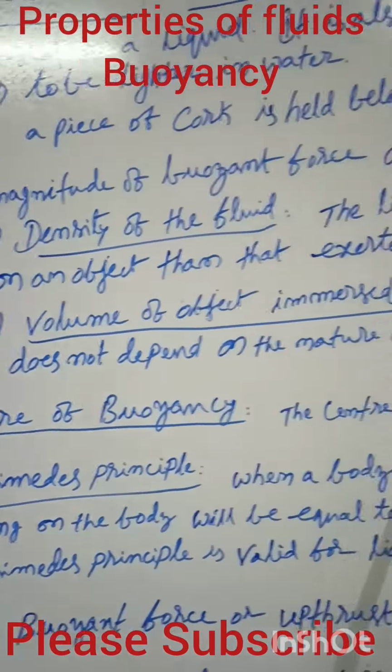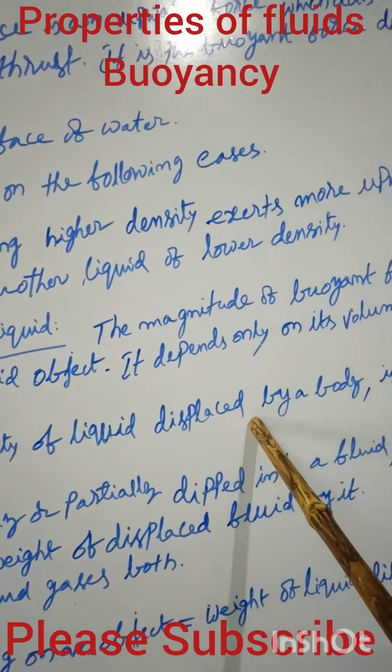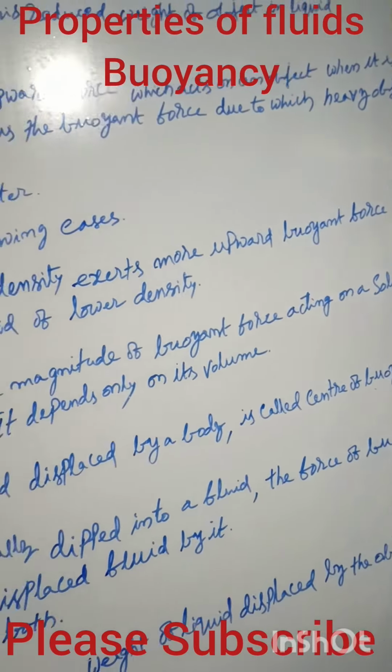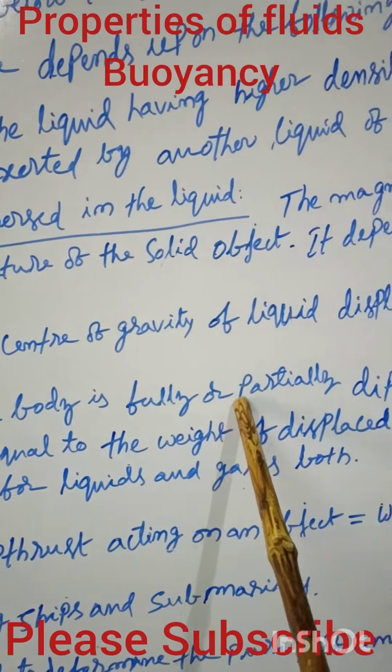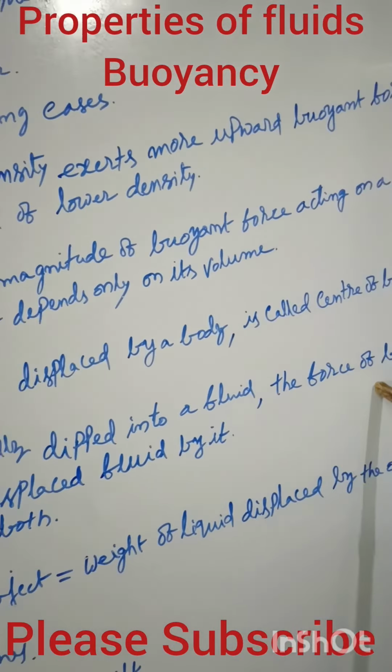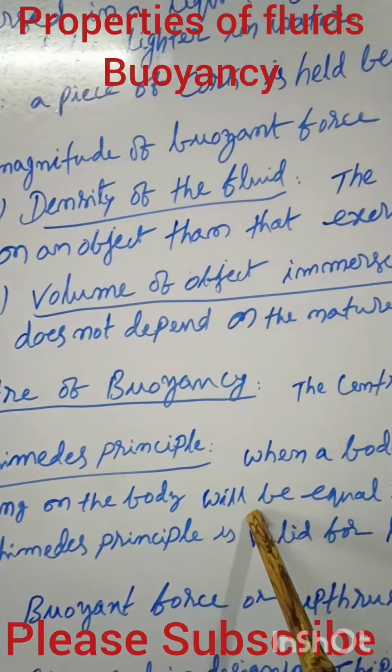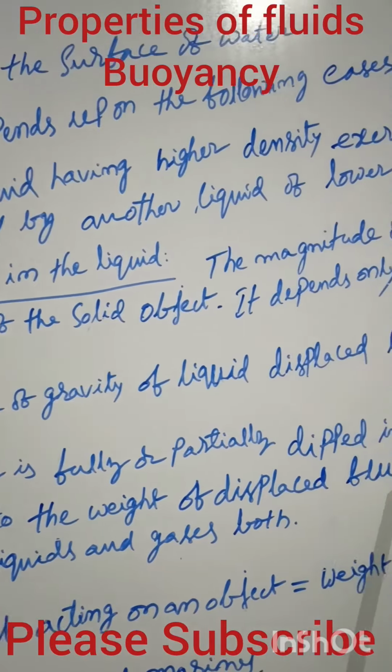Center of buoyancy. The center of gravity of the liquid displaced by a body is called the center of buoyancy. Then Archimedes' principle. When a body is fully or partially dipped into a fluid, the force of buoyancy acting on the body will be equal to the weight of the fluid displaced by it.